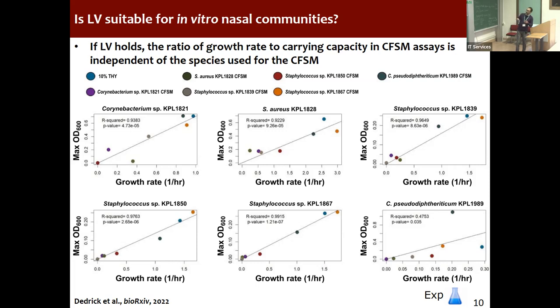And maybe I'll orient you with one of these examples. The y-axis is showing the max OD that we use as a proxy for overall cell density in saturation. And then the x-axis is the growth rate in early exponential phase. And these lines are hopefully helping you to guide your view. And we see that there are maybe a few exceptions here and there, but by far overall, the trend seems to hold. And what it's telling us is that maybe in the typical medium that we are using, 10% THY, maybe Lotka-Volterra is not such a bad idea.